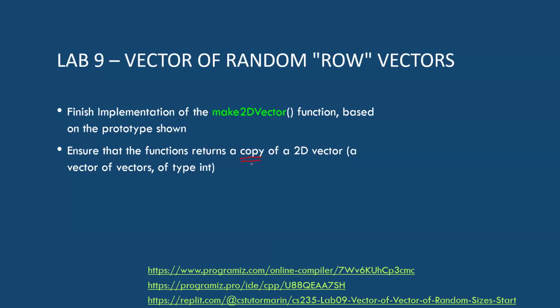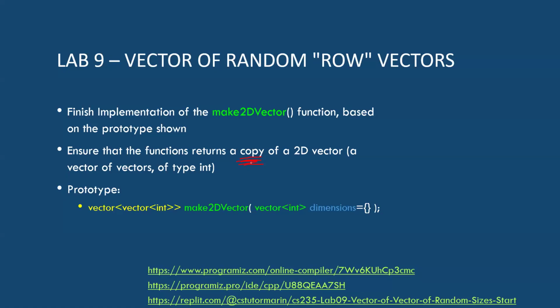When you send something back from a function, it's going to make a copy of whatever you're returning unless you use the reference type, which we're not going to muck around with on this lab. So we're returning a copy of some 2D vector that we are going to build. That means we need a local variable of an empty vector in our function. We're going to fill it up, and then we're going to return a copy and be done. And our local variable will go away.